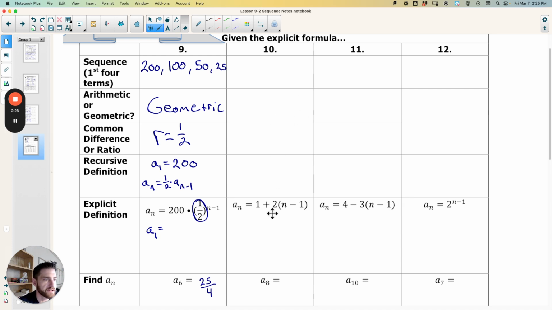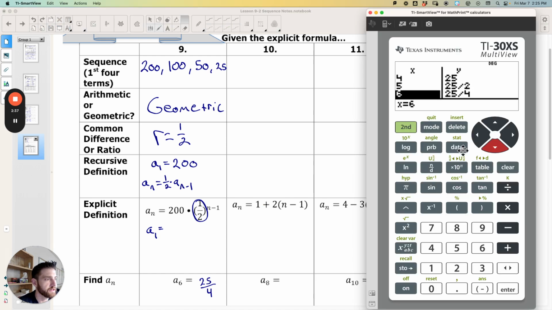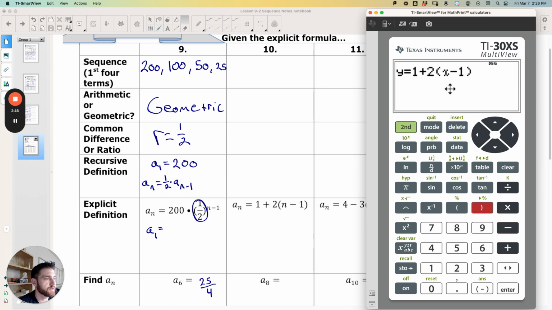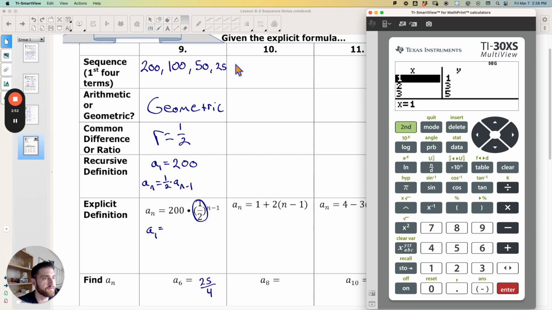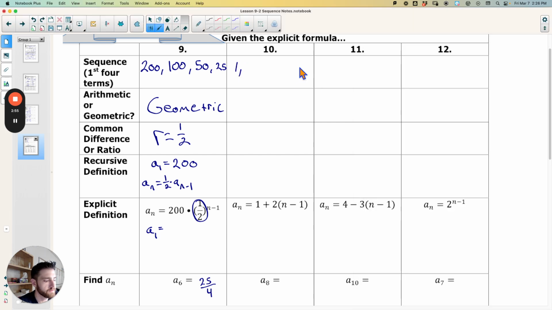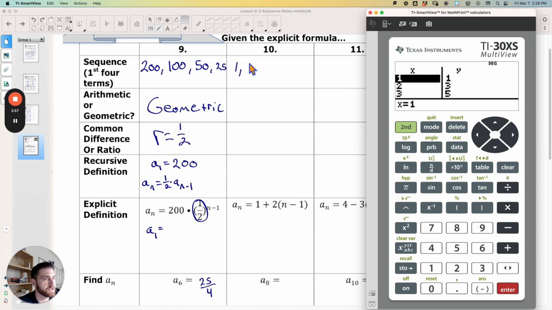All right, let's try number 10 here. So we have this in the explicit definition, so we'll go ahead and figure out what the first few terms are. So let me pull my calculator out. We'll go to table, and I'll plug in 1 plus 2 parentheses x minus 1. So I just plug that in exactly the way it reads there, and I'll start by plugging in a 1 there. So when x is 1, my first term here is going to be 1. My next term is going to be 3. My next term is then 5.